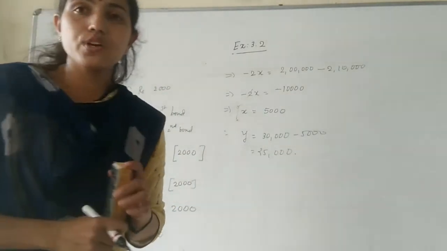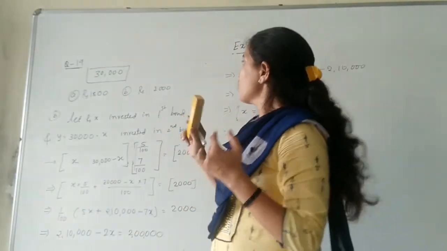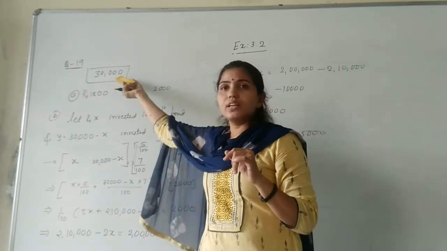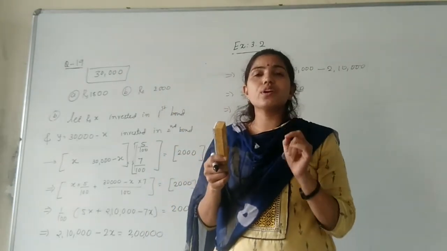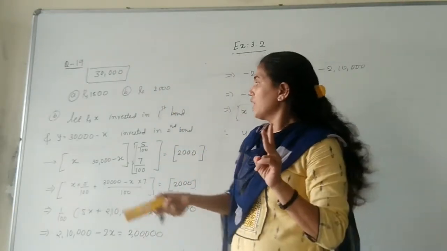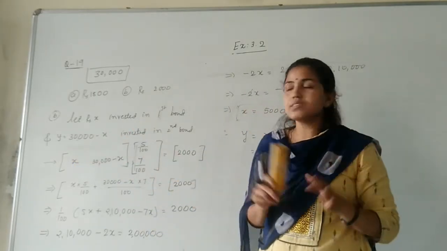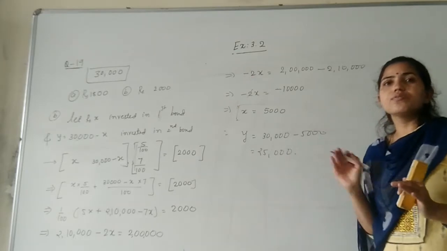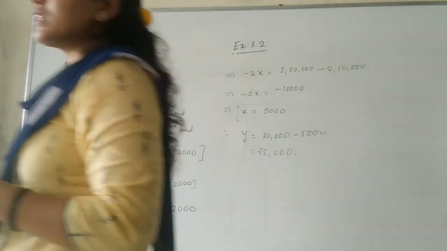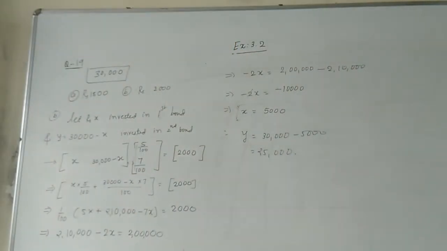Okay students, so I hope you understood this question. What you have to do first: here 30,000 is the money, and then we have invested in the two bonds. First bond we are investing x, second 30,000 minus x, and then we proceed. Okay students, so let me see the next question, which is also a word problem.